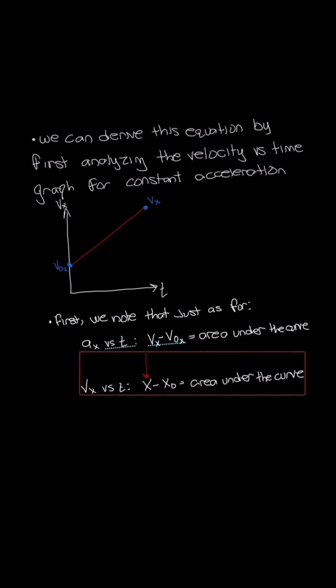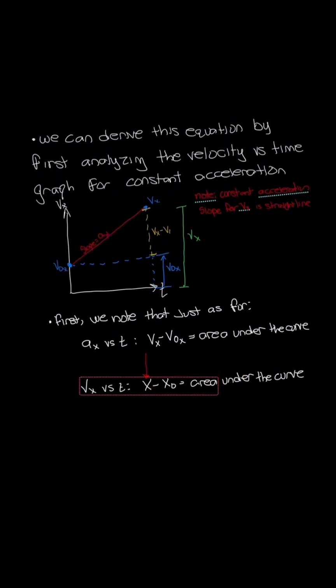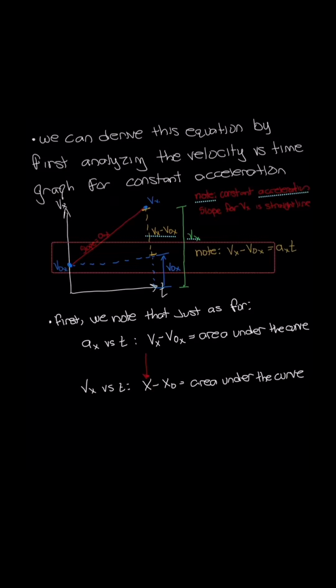Just analyzing this graph, we can draw out the first rectangle here, which is associated with the initial velocity. We can also note that this distance here is the final velocity, and that the slope is equal to the constant acceleration. This distance here is the velocity at position x minus the initial velocity, and that quantity is also equal to the acceleration times time. We saw that in our last video.